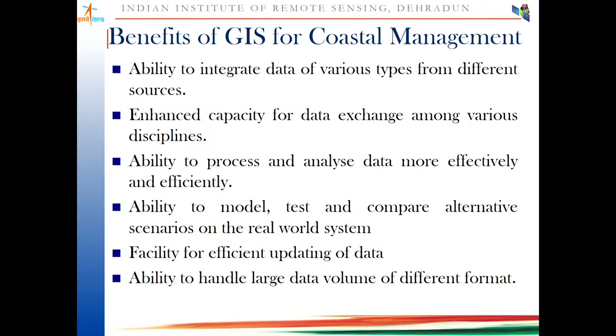And as you know, this is the benefit of the coastal management. I feel it's not only for the coastal management. These benefits of GIS are for all fields, like the ability to integrate data of various types from different sources, enhance capacity of data exchange among the various disciplines, ability to process and analyze data more effectively and efficiently, ability to model, test, and compare alternative scenarios in the real world system. That's what I was just discussing.